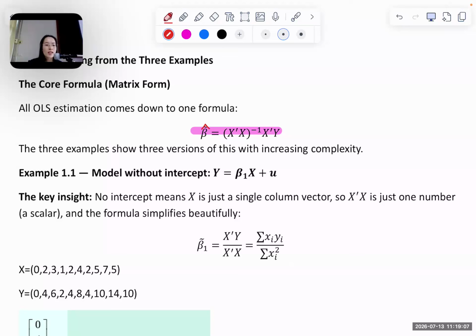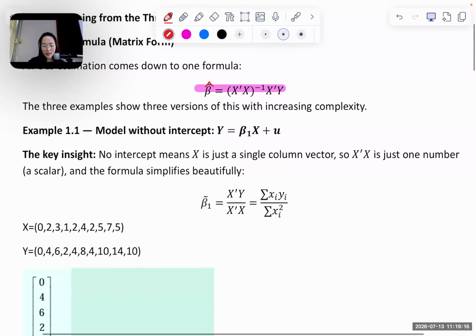Today we'll see 3 versions of it, from simplest to slightly more complex, using the same small data set each time. Let's take a look at the first example. Example 1.1. In this case, the model has no intercept. If no intercept, it shows y equals beta 1 x plus mu. Where is the intercept? Beta 0, right? Here we don't have beta 0, which means no intercept.